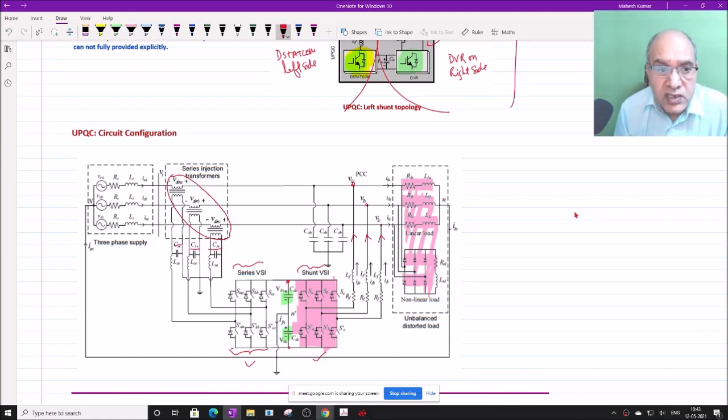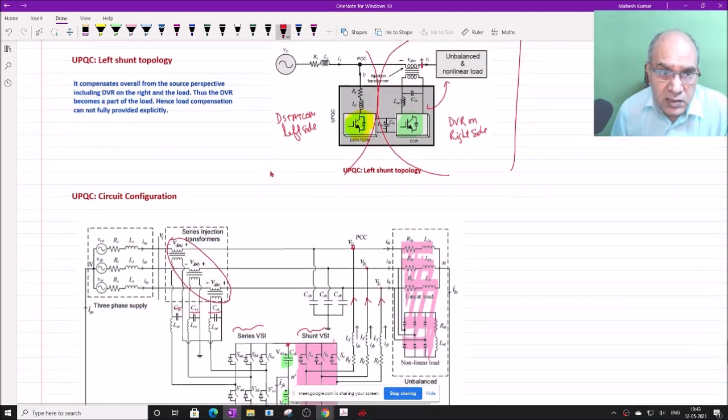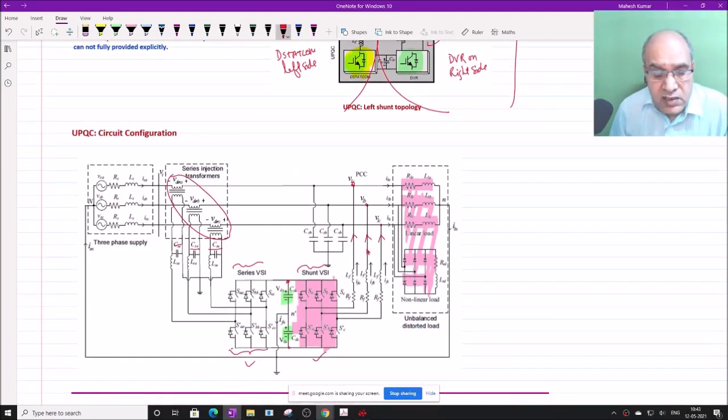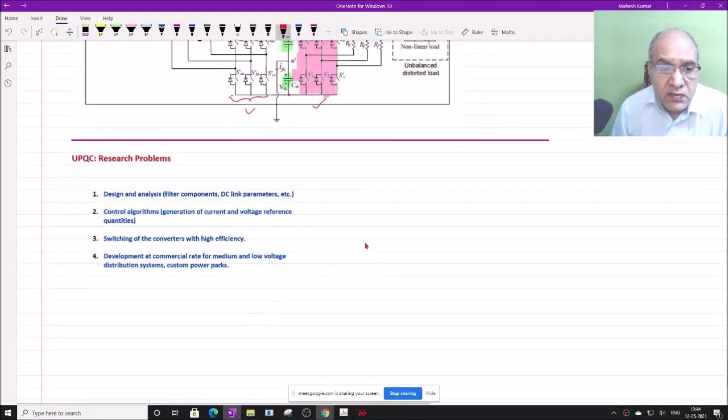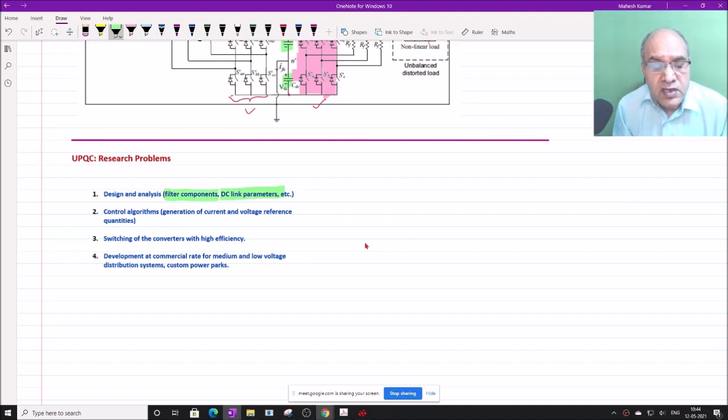This is called UPQC, Unified Power Quality Conditioner. There are many aspects that have to be looked into in this configuration because it is quite a complex structure. The various important problems that have to be studied are design and analysis of this whole scheme, which mostly involves the filter components, the DC link parameters, etc. Then there is a need to work on efficient control algorithms which generate the reference current and voltage with a good transient response and computing time.